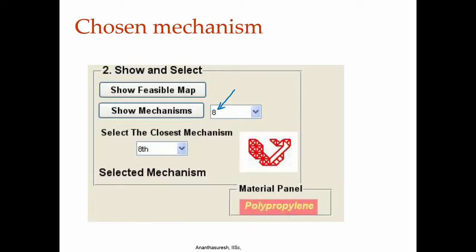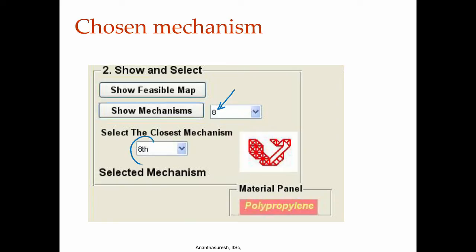We can show more, as many as you want to see, but these are the ones that are going to be closest to the feasibility map or inside the feasibility map. Inside the feasibility map, first they will be there, and then the things that are closer. If none of them are inside the feasibility map, it will show the 8 mechanisms whose points on the map are closest to the edge of the boundary of the feasibility map.